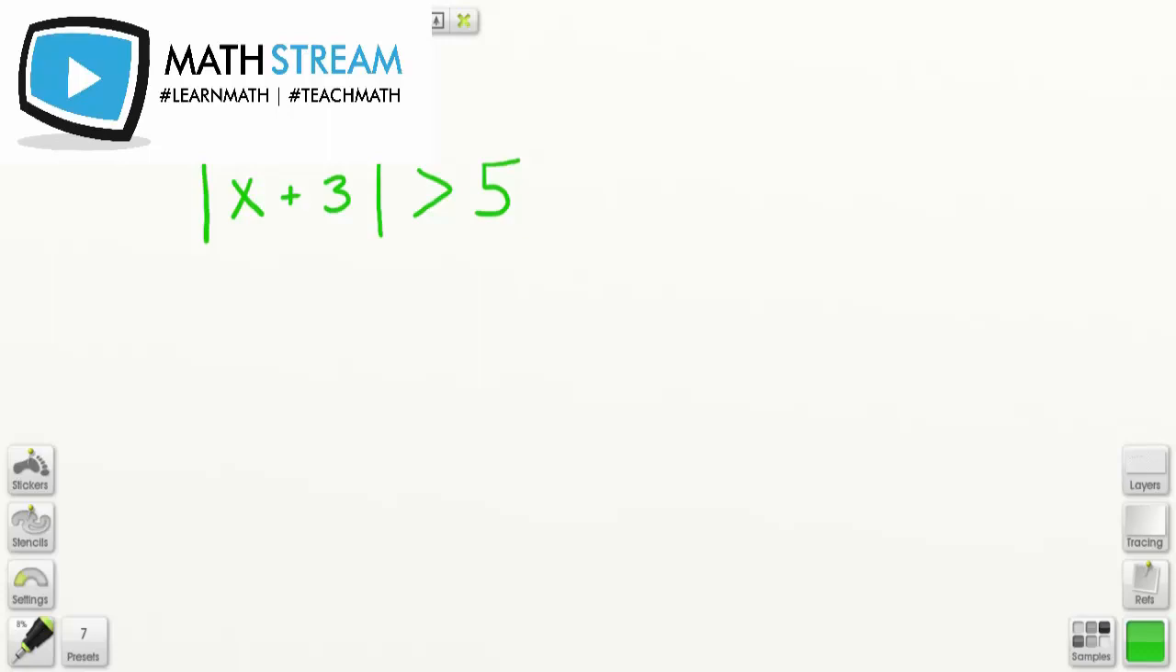Everything about solving inequalities is the same as solving regular equations, except if we multiply or divide by a negative, we have to flip the sign. So that's the only thing that's been different about solving inequalities. Secondly, let's talk about absolute value. Whenever we solve something with absolute value, remember we can get two different answers.